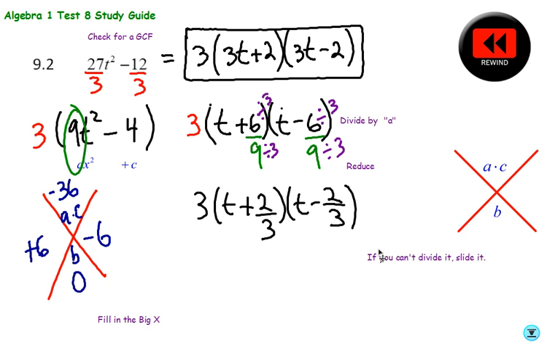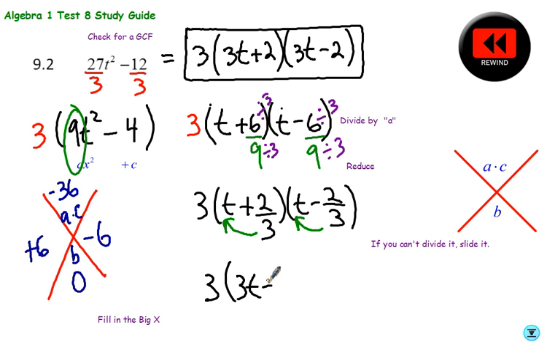Now, I can't divide it. I've reduced it. So now, if you can't divide it, slide it. So let's go ahead and slide that over. I'm going to slide over the 3, slide over the 3. And so we get 3 times 3t plus 2, 3t minus 2.